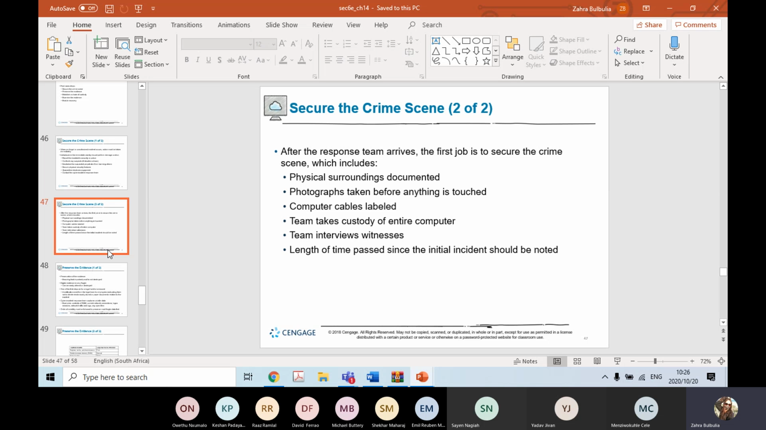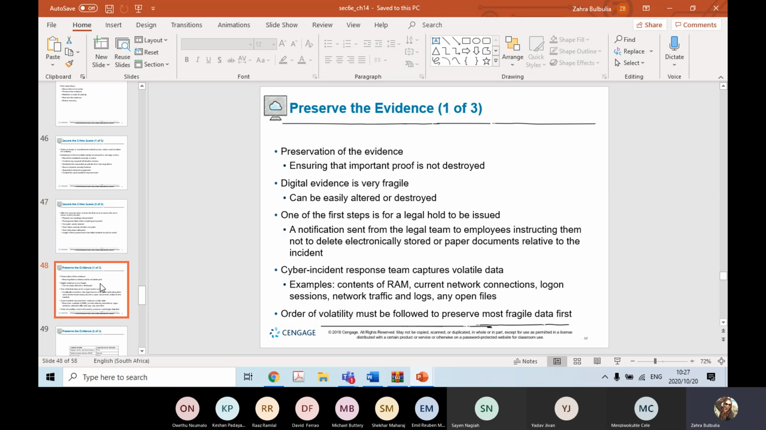After the response team arrives, the first job is to secure the crime scene, and that is your physical surroundings. They'll take photographs. You make sure your computer cables are labeled, or they will label them. The team takes custody of the entire computer, though that obviously depends on the crime. The team interviews witnesses, and after a length of time the incident should of course be noted or documented.